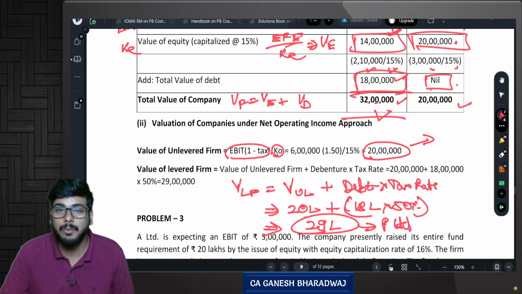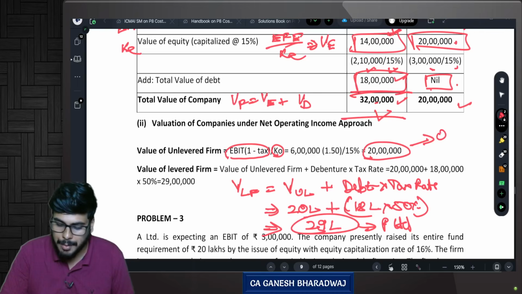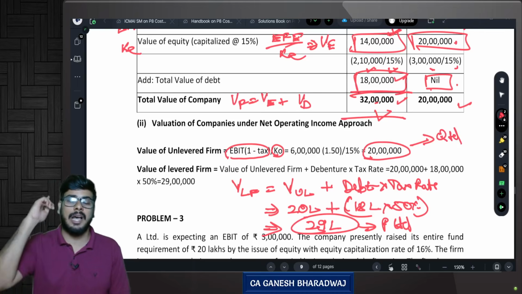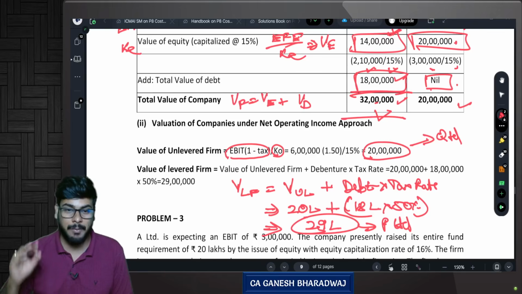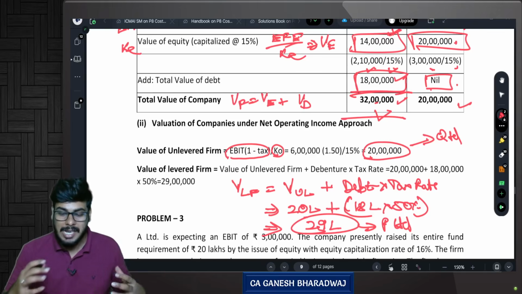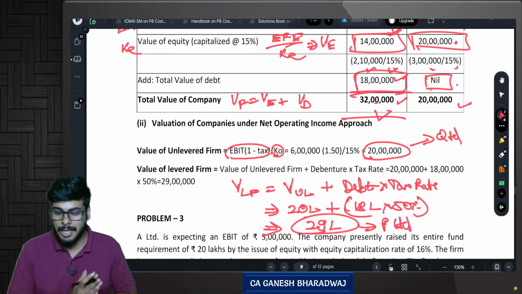The value of the unlevered firm, which is Q Limited, is going to be how much? It's going to be 20 lakhs. Guys, are you clear with this? This is a very, very important understanding that you need to make in this. Somehow we have approached it. Are you clear with this?